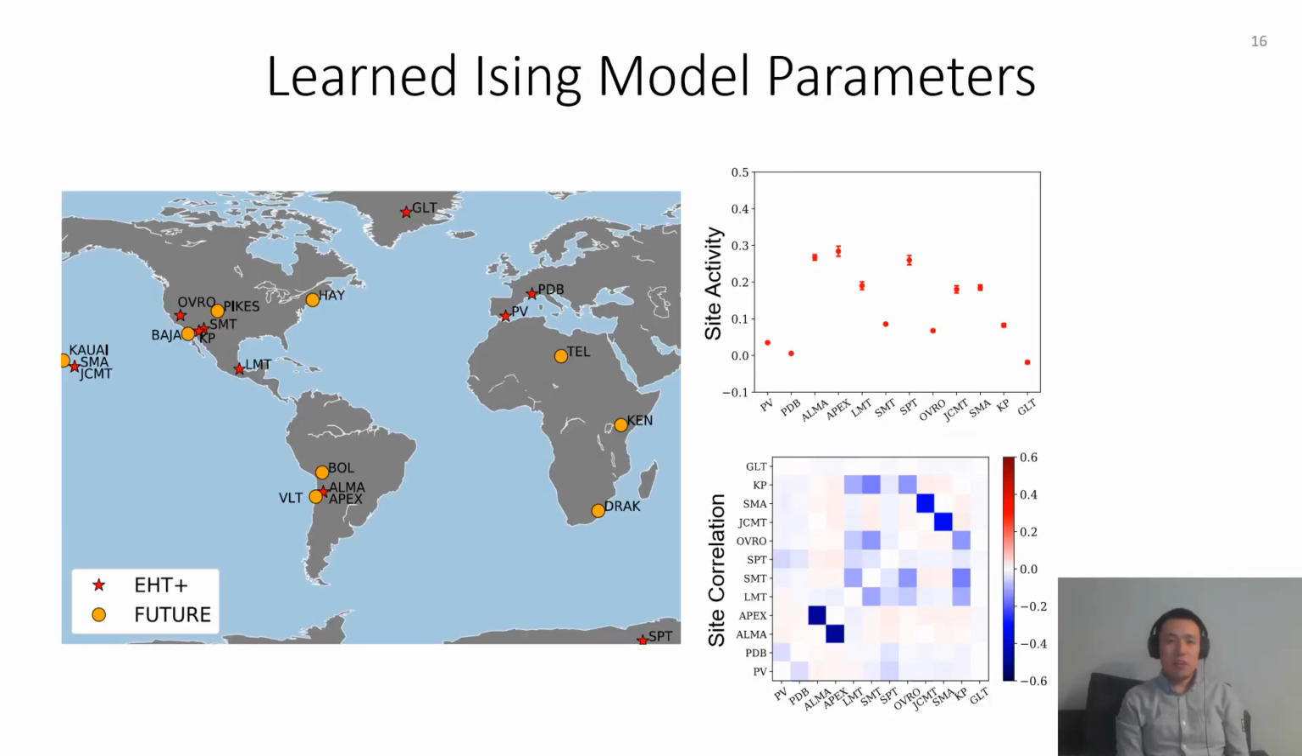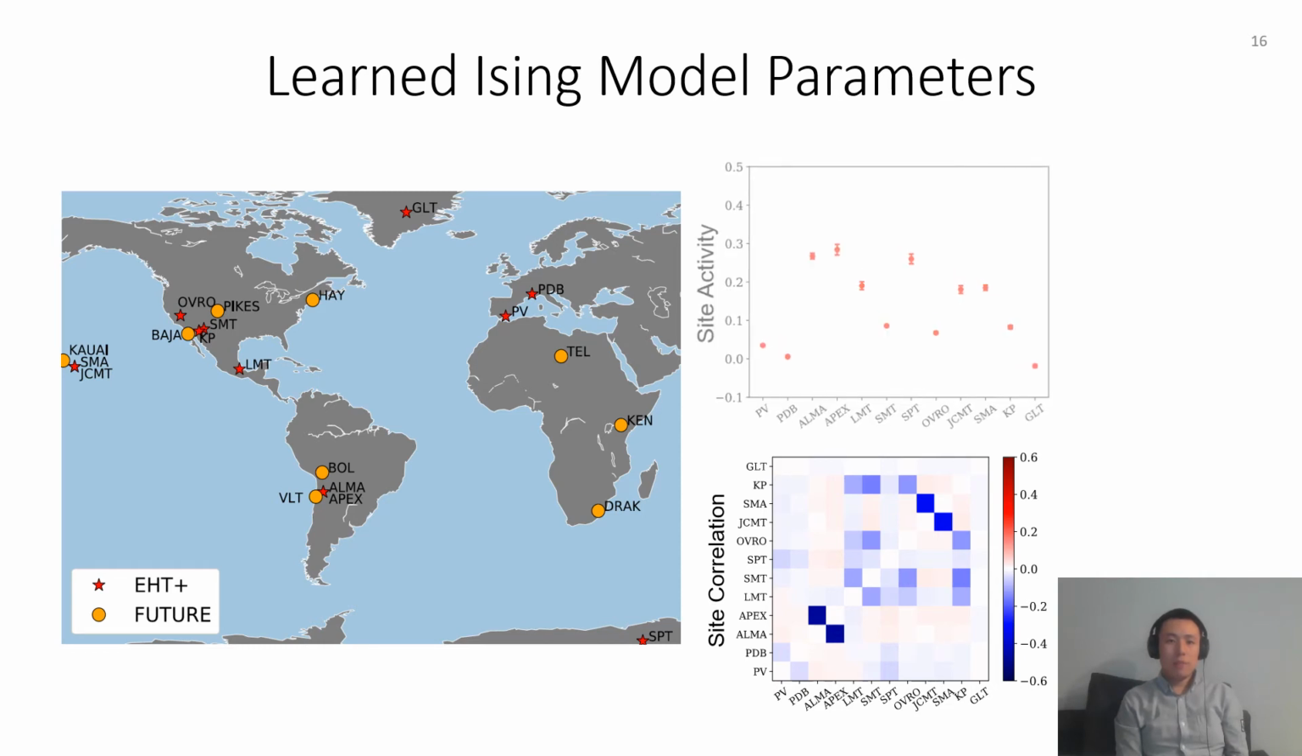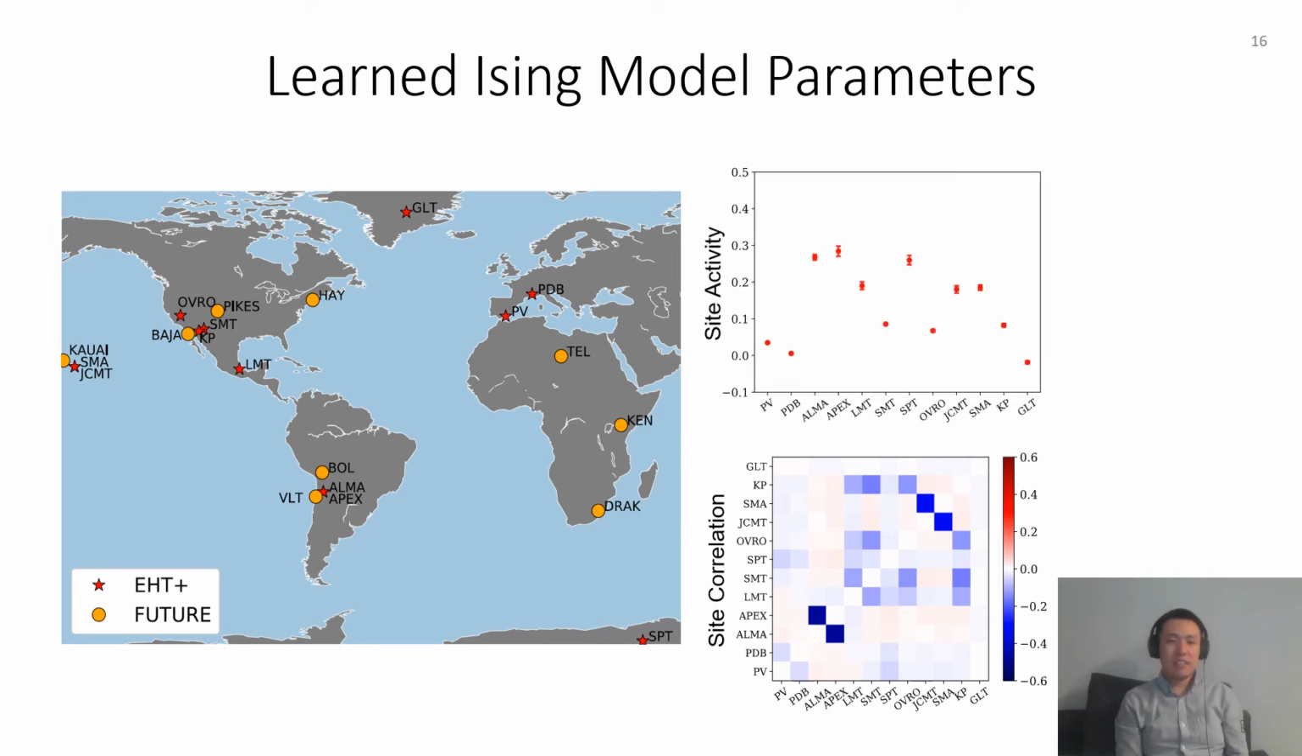This is a set of learned Ising model parameters, considering the 12 telescopes marked with red stars on the map. The top figure shows each telescope's activity, and the bottom figure shows the telescope's correlations. In the correlation map, red pixels represent positive correlations, and blue represents negative correlations.